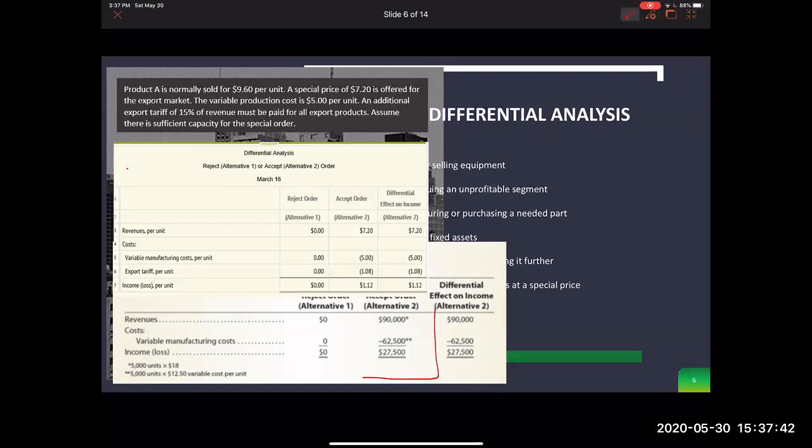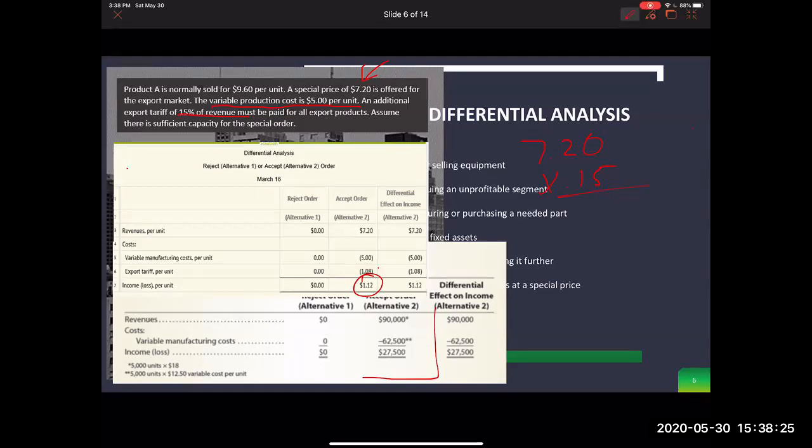As mentioned in the prompt here, it would be $7.20. Now, our variable cost per unit here is $5 per unit. Now, we also need to consider the export tariff. That export tariff, it says, is 15% of the revenue. So what you're going to do is $7.20 times that 15%, and that will come out to $1.08. So therefore, if we decided to move forward, we stand to gain $1.12 per unit for accepting this offer.